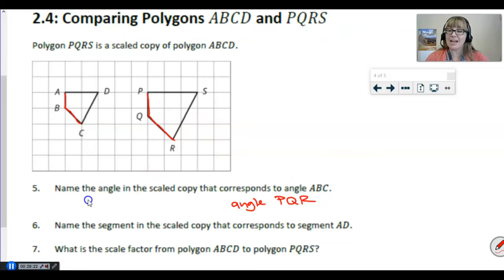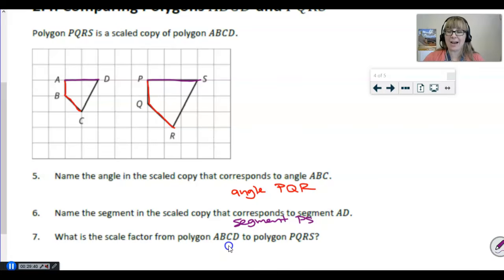Then it says name the segment in the scaled copy in PQRS that corresponds to segment AD. Here's AD in our original. Here it is in your scaled copy. That would be segment PS. And finally, what is the scale factor from polygon ABCD to polygon PQRS? Here's some hints.